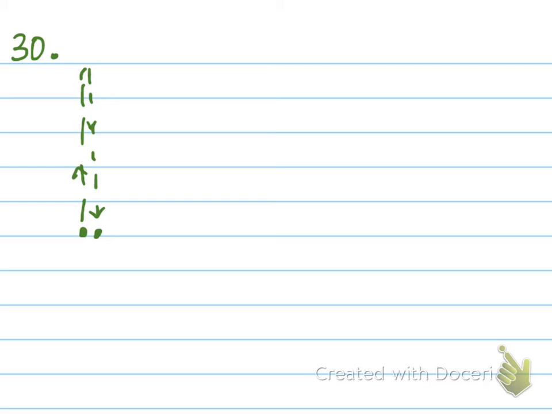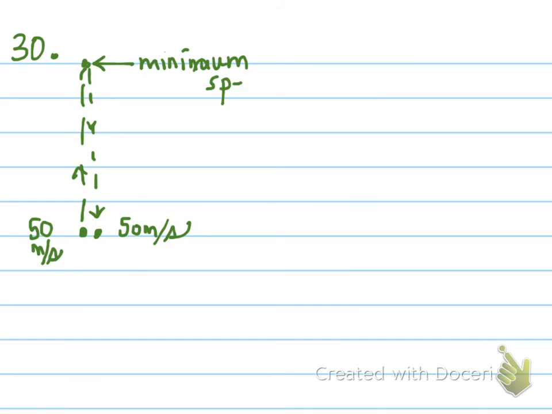Well, if I launched it over here with 50 meters per second, again, we've talked about this a lot, it's going to return to this level with the same speed of 50 meters per second. And then it says, where in its trajectory will it have minimum speed? Remember, that's right up here at the very top. So at the top of its trajectory.